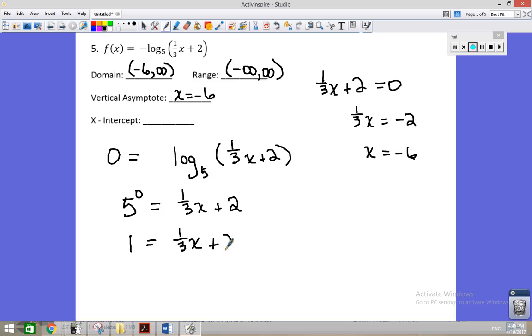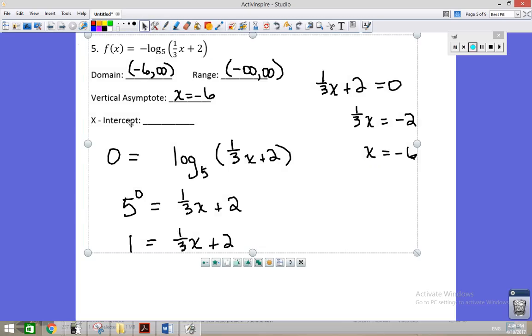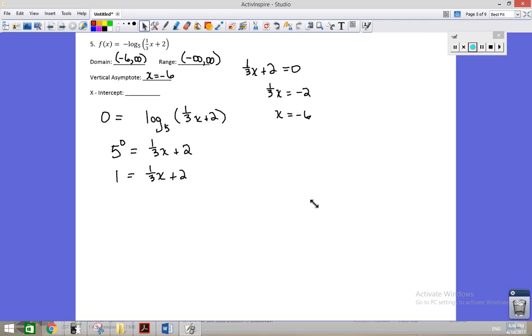And to solve for x, this is a two-step equation. In 2 steps, we'll have the value of x. Our first step is to subtract 2 from both sides and then divide by 1/3. So if I subtract 2, I'll have 1/3 of x equals 1 minus 2, which is negative 1. If I divide by 1/3, that's the same as multiplying by 3. So if I multiply both sides of this equation by 3, I get that x is negative 3. Alright, so that's the x-intercept.